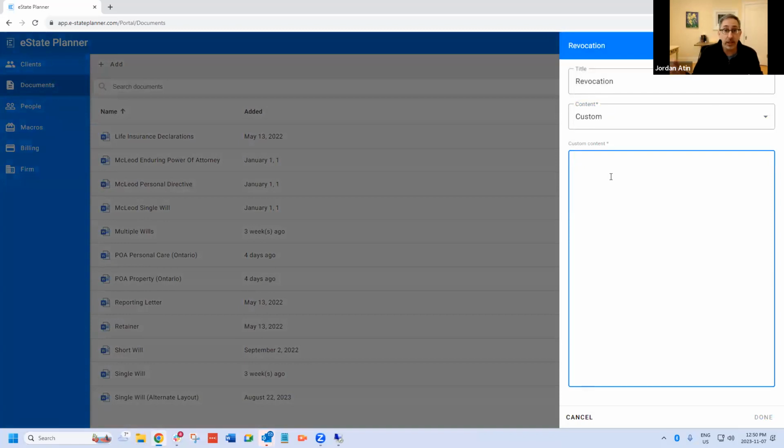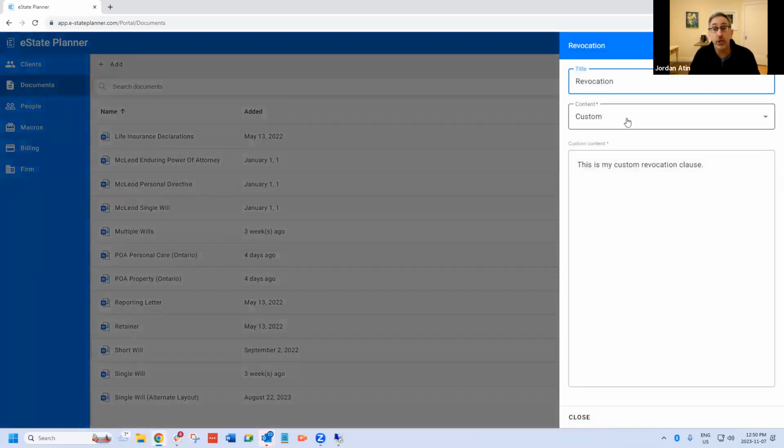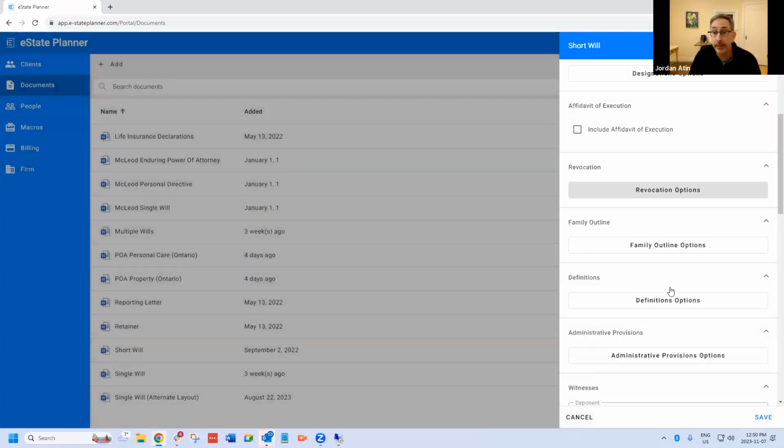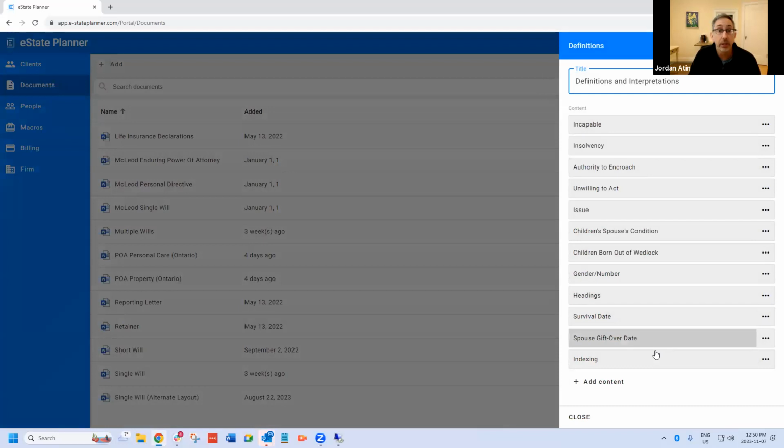Copy your custom clause from your own precedent, paste it in here, and it'll always be available. This is my custom revocation clause. Okay, period. So now when I open up the short will on any client, by default, that will come up, or I can choose it. So I can do whatever I like there. Same for your definitions. By default, which do I want to include, which I don't, etc.